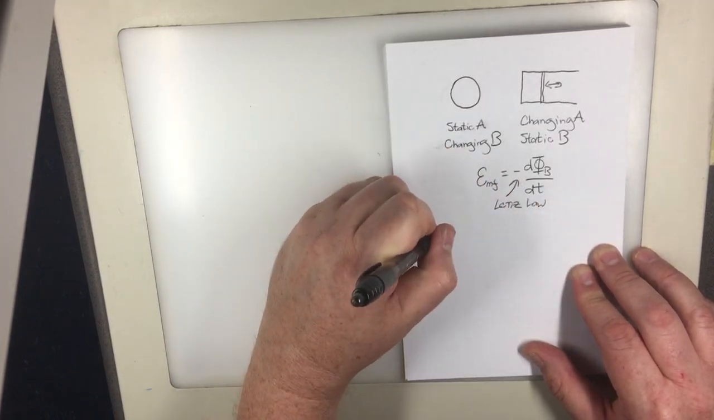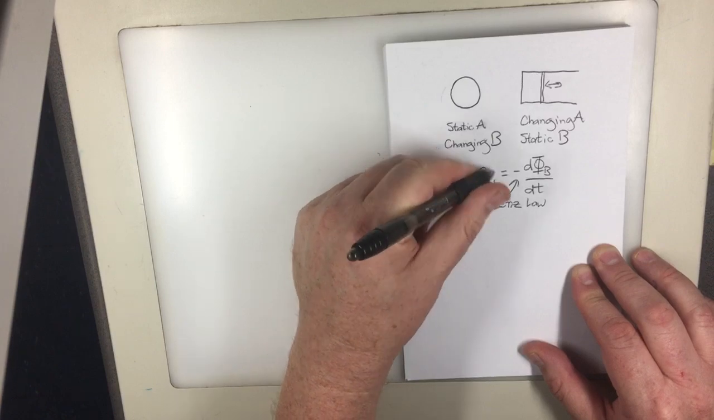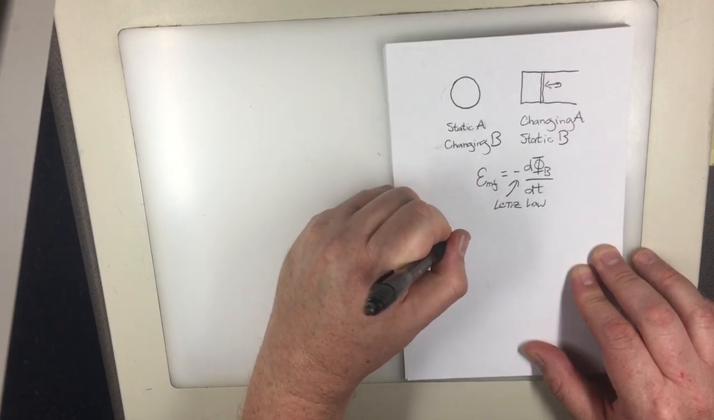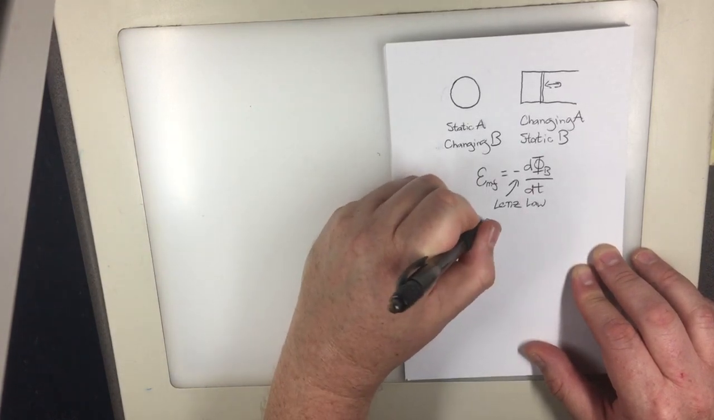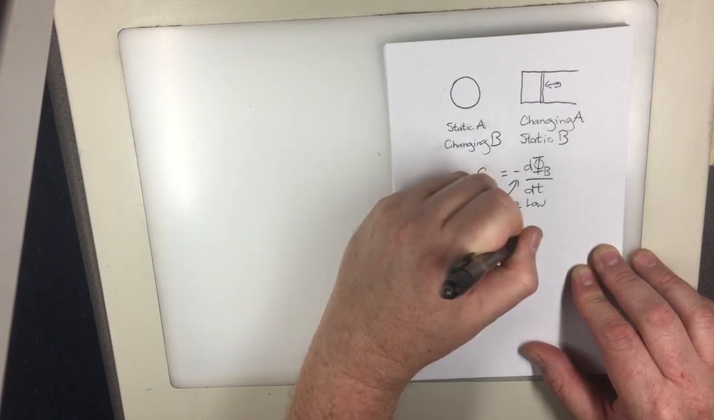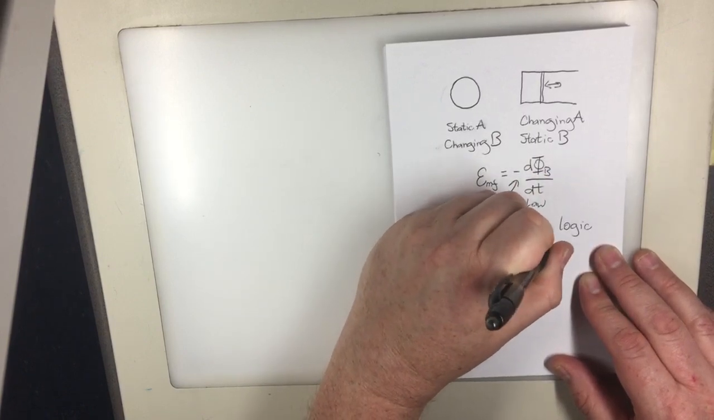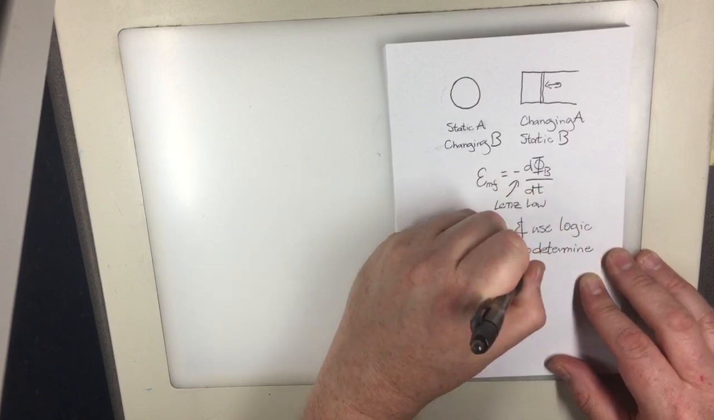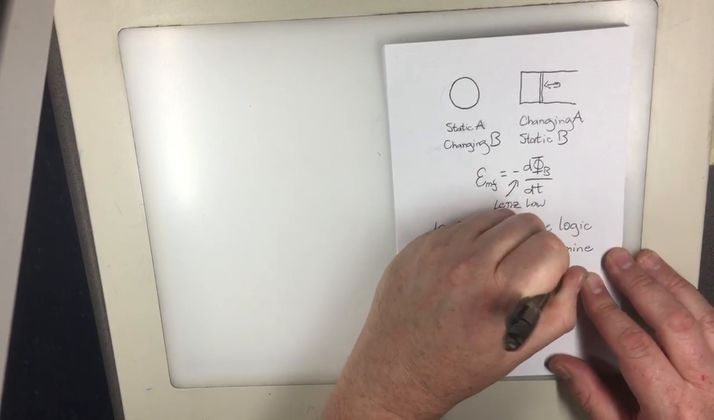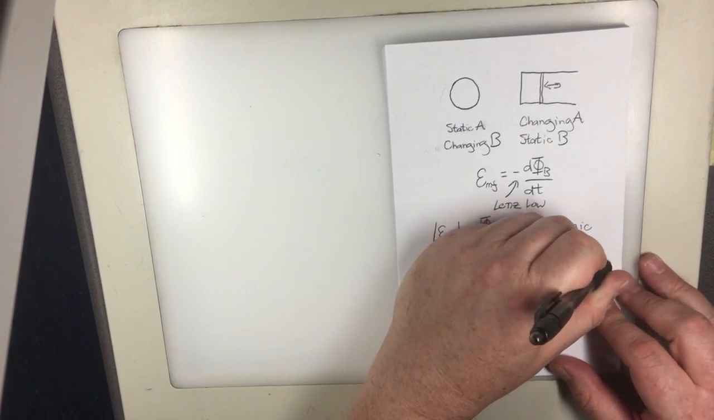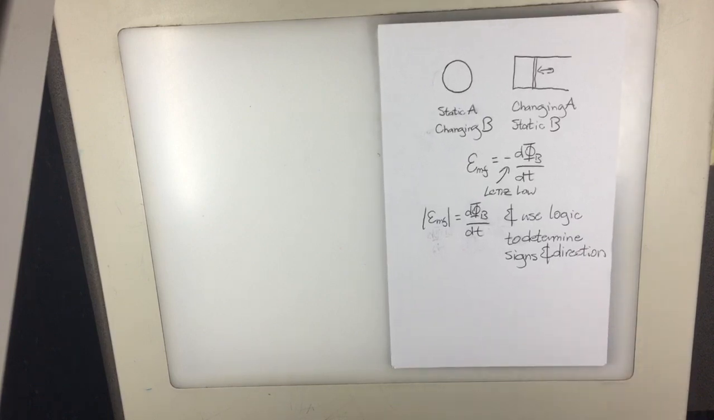The way that I think of electromotive force is as the magnitude, the absolute value, which is equal to d phi B dt, and I use logic to determine signs and direction. So we're going to use logic to determine the sign and the direction of all this stuff.